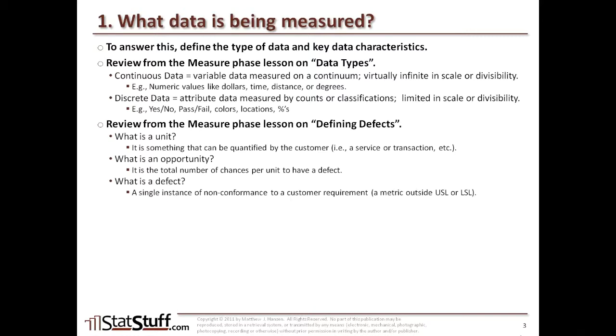Now, a defect is referring to a single instance of some sort of non-conformance to the customer's requirements. That is, it could be a metric that's reflecting where we fell outside the upper or lower spec limit as defined by the customer. Now, defective is referring to a unit that contains one or more defects in it. It's measuring the severity of how defective that unit is.